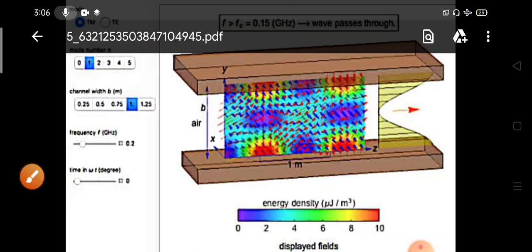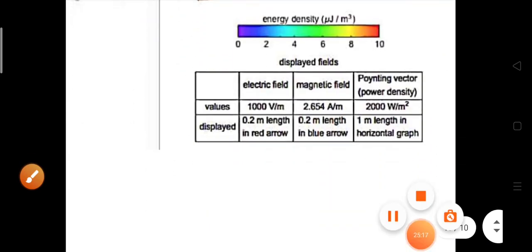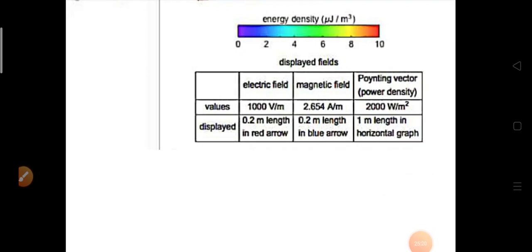You can visualize it. Okay, in the next video lecture I will discuss the physics of the rectangular waveguide, and we will discuss some problems related to the topic.